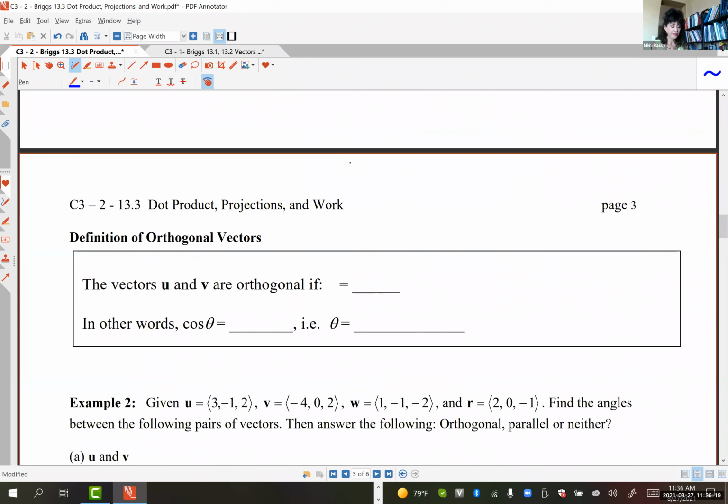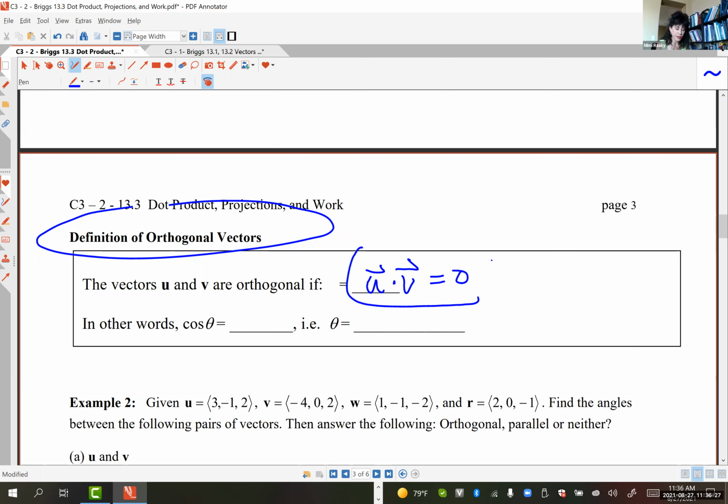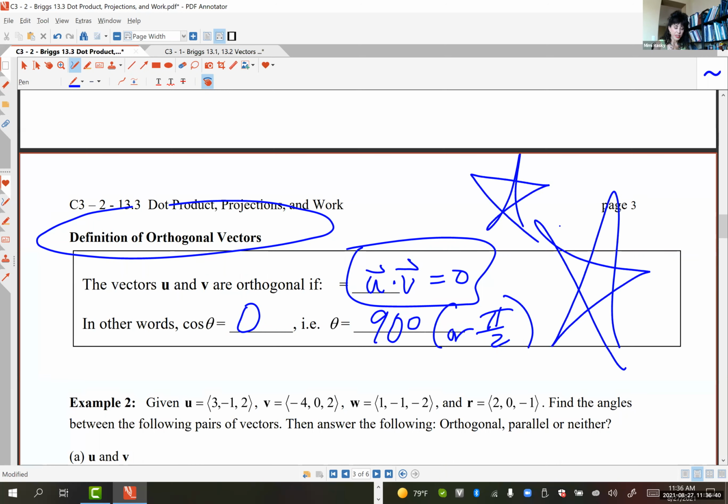Now let's define a very important definition for you. Orthogonal. Two vectors are considered orthogonal if u dot v is 0. In other words, cosine of the angle between them is 0, and that angle is 90 degrees, or pi halves radians. This is key. We're going to use it for the rest of the semester.